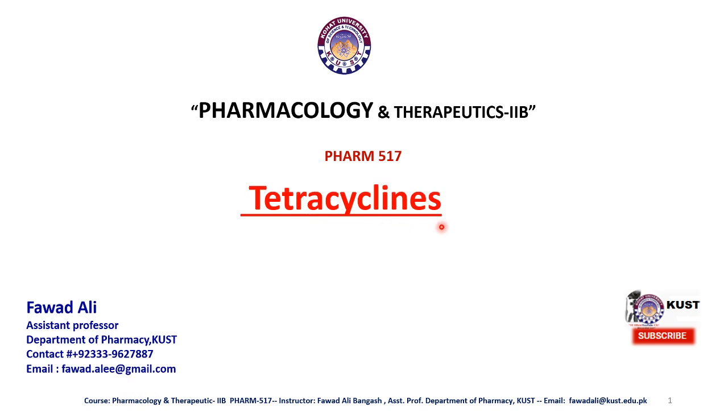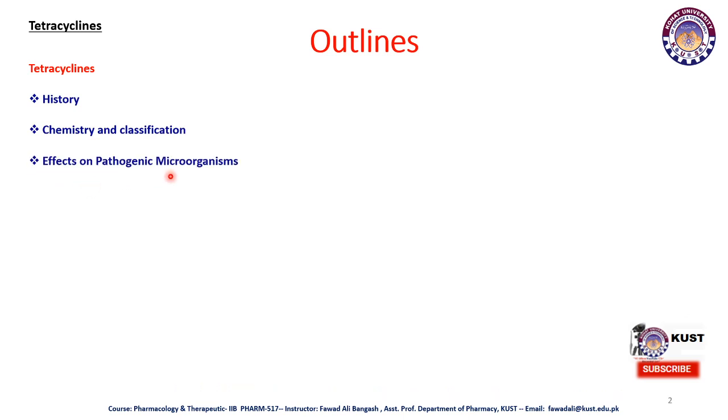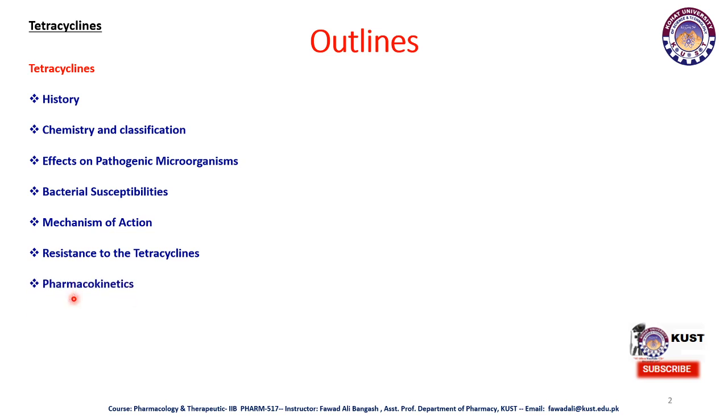Today, we will discuss an antibiotic group, which is tetracycline. Outlines. In today's lecture, we will discuss the following content one by one: tetracyclines, its history, classification and chemistry, effect on pathogenic microorganisms, bacterial susceptibilities, mechanism of action, mechanism of resistance, pharmacokinetics, therapeutic uses, and unwanted effects.